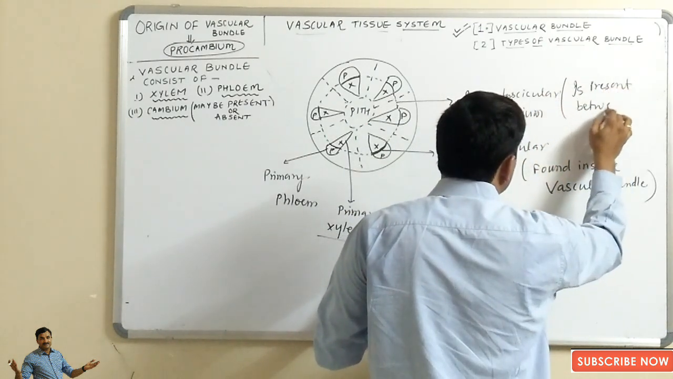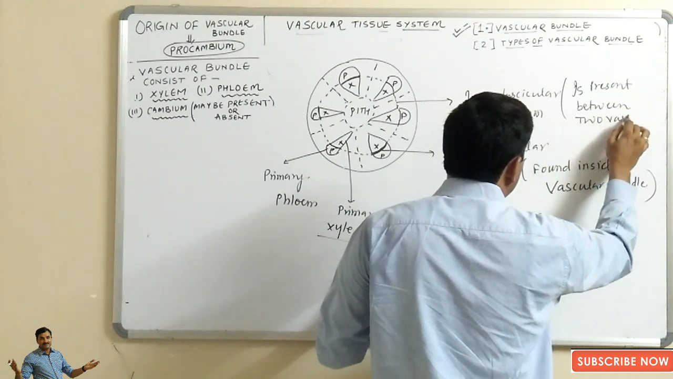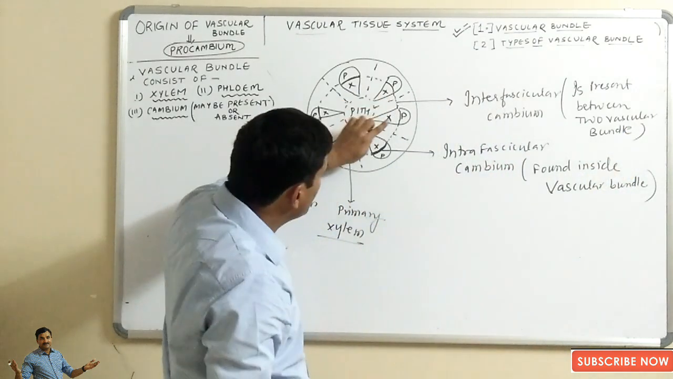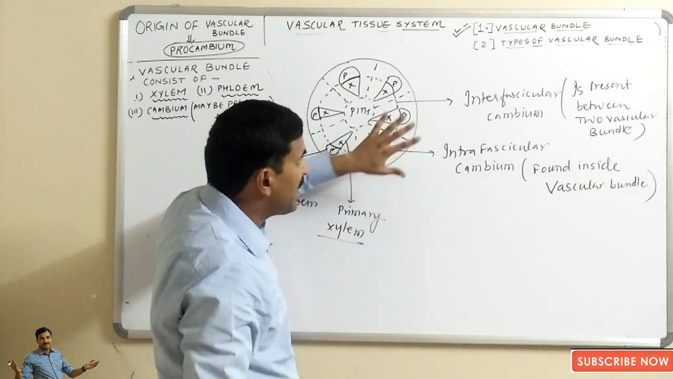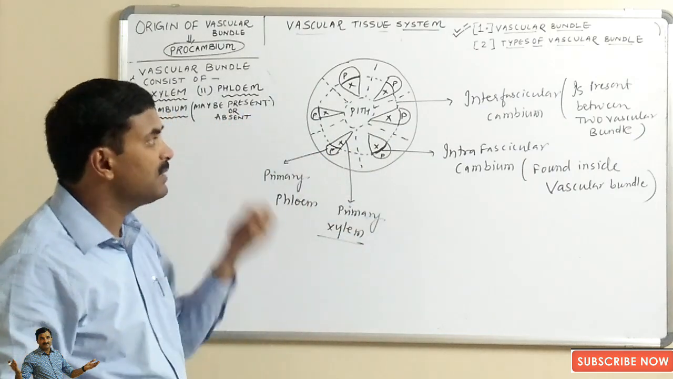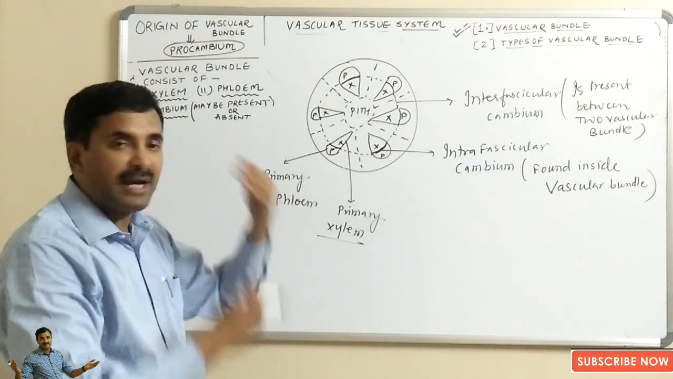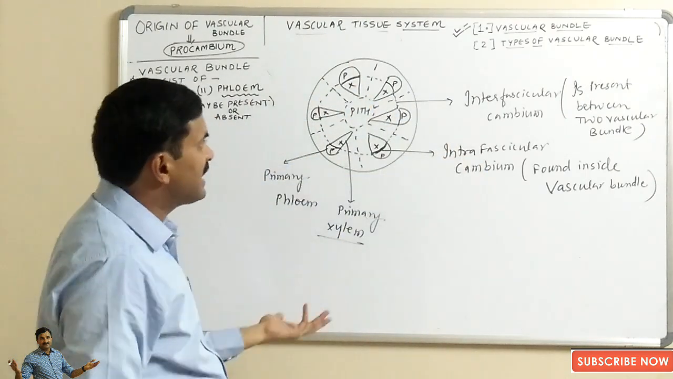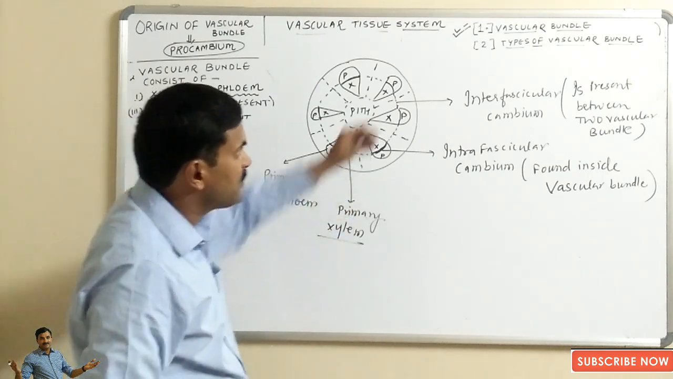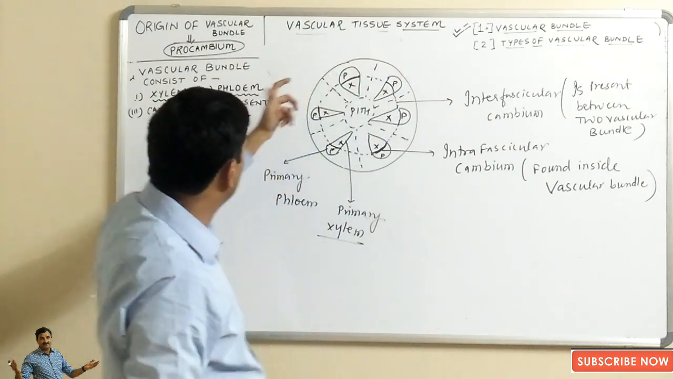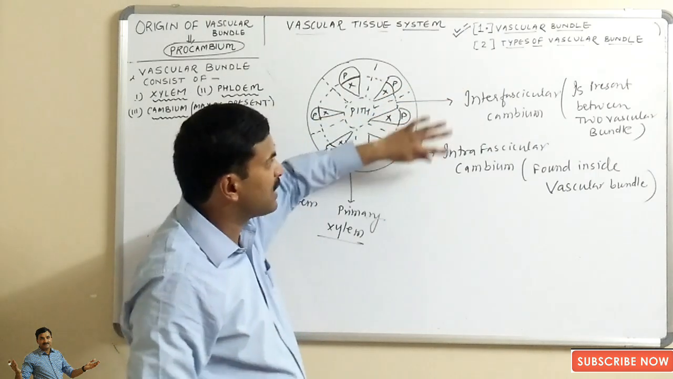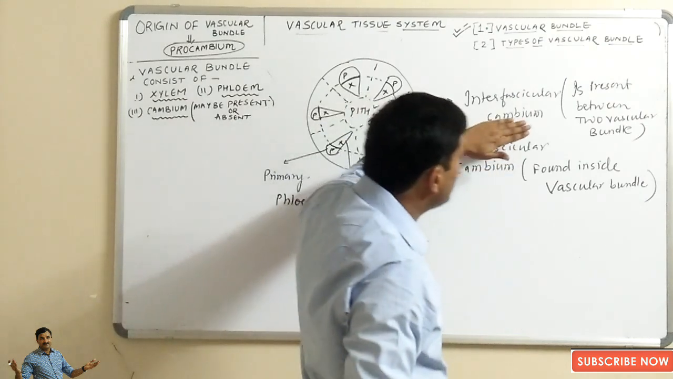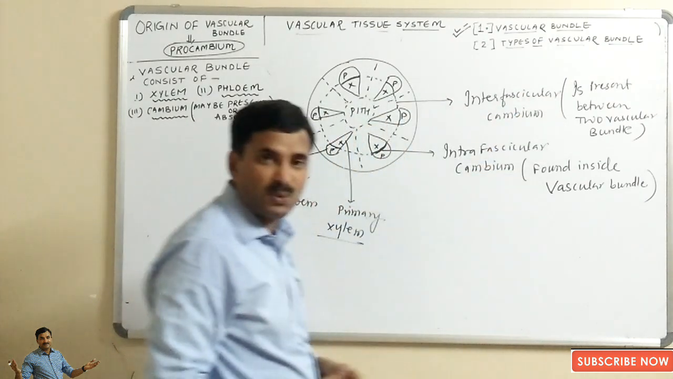Interfascicular cambium is present between two vascular bundles. Okay, so this is interfascicular cambium and this is intrafascicular cambium, and later on both of them fuse together and they are responsible for the secondary growth. Outside they will form the secondary phloem and inside they will be forming what? The secondary xylem. So you must also know, when we are discussing the cambium, about the interfascicular cambium and the intrafascicular cambium. Intrafascicular cambium is found inside the vascular bundle while interfascicular cambium is present in between the two vascular bundles.